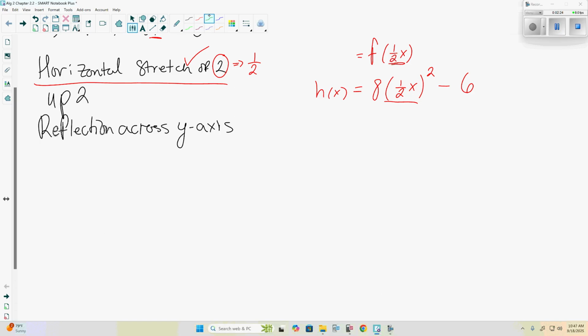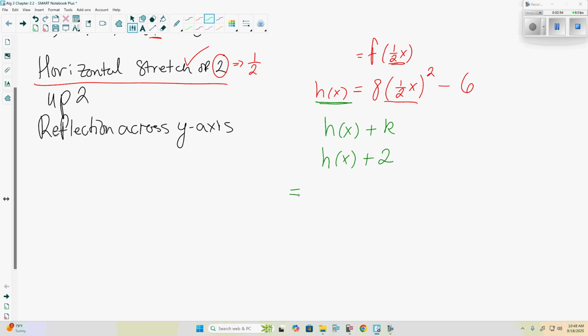Now the next thing we're going to do is up 2. Our general form for vertical translations up or down would be f of x plus k. But we're not applying it to f of x anymore. We're going to apply it to our h of x. And the value of k is how far we're moving up or down, which is 2. And since we're moving up, it would be positive 2, so plus 2.